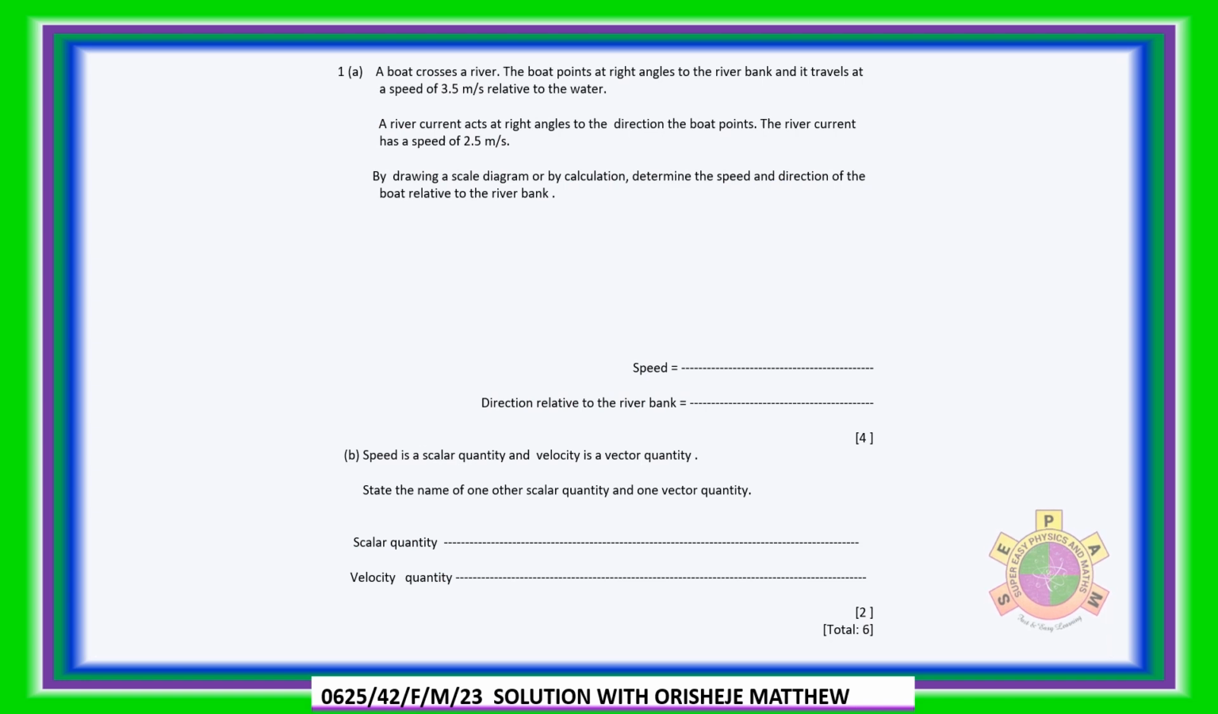A boat crosses a river. The boat points at right angle to the river bank as it travels at the speed of 3.5 meters per second relative to the water. A river current acts at right angle to the direction the boat points. The river current has a speed of 2.5 meters per second. By drawing a scale diagram or by calculation, determine the speed and direction of the boat relative to the river bank. But in this particular method, we are going to use the scale drawing. You can use calculation, it's actually easier.